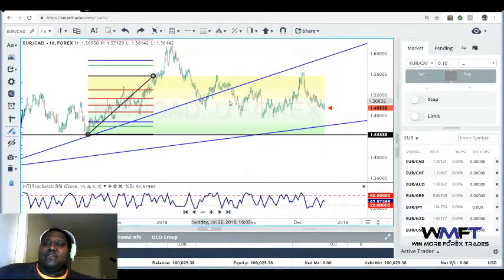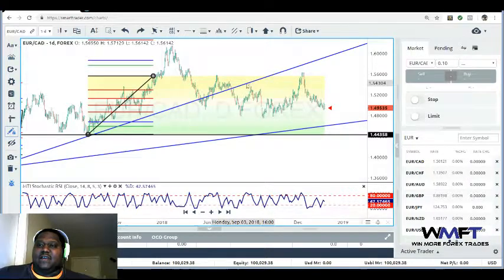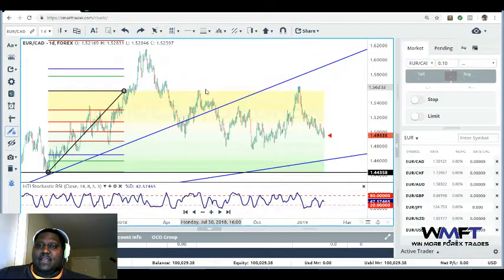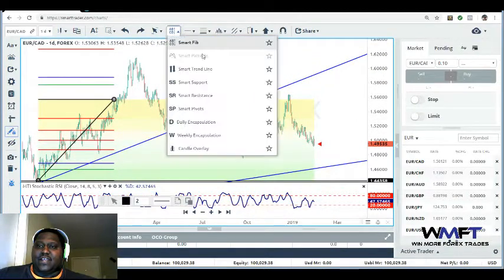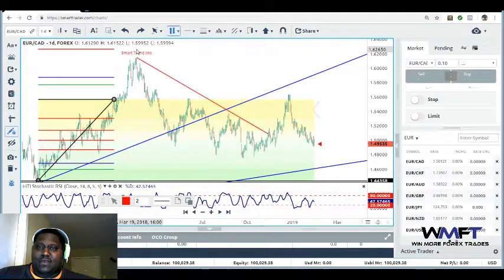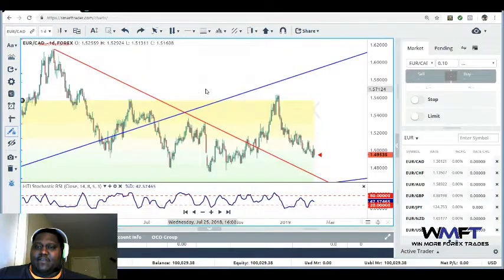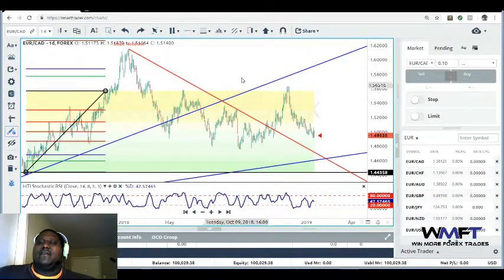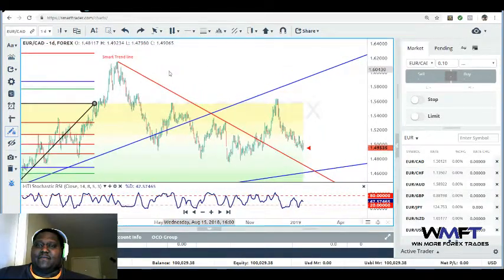But the market did break this counter trend, this inner uptrend line. The market is in the sell zone, and we can bring in trend lines because maybe the market may want to come back up. Try to find the highest point. Okay, and you can see right here.